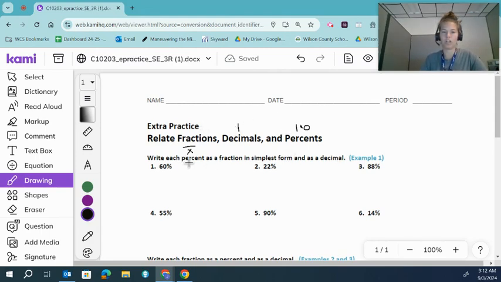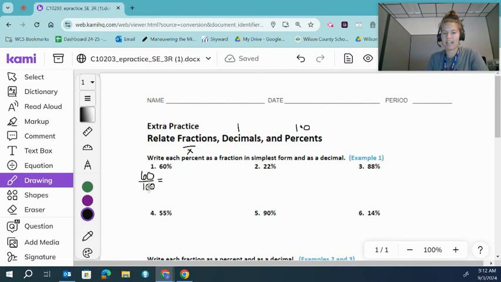So first we are going to look at percents, and we are going to turn the percent into a fraction in simplest form, and then write it also as a decimal. We said percents are out of 100, which means 60% is 60 out of 100. So this is a fraction. Now we need to put it in simplest form.